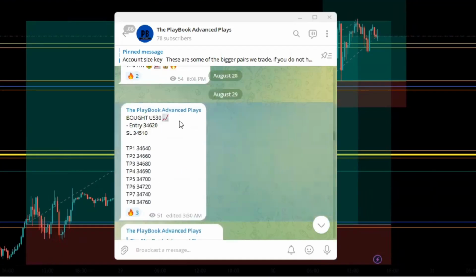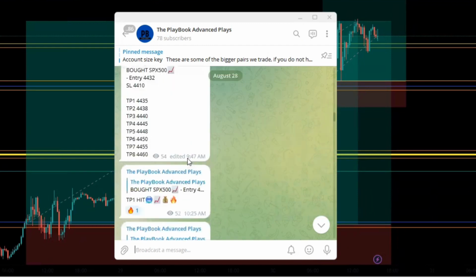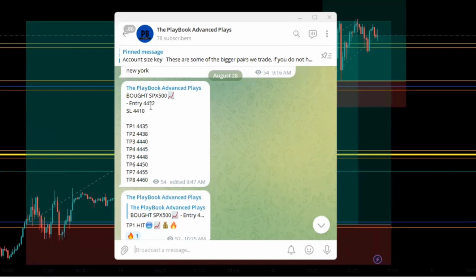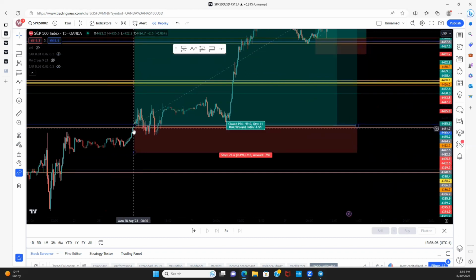So you can see we called a US30 buy on the 29th, which was yesterday. And then the day before that, we called the SPX buy, well, 2 days before, on the 28th. This was the entry, 44.32, which you'll see right here. And then the SL, these were the TPs. So we called this about 2 days before the move even began. Because as you can see here, this was the 28th, and you see price was ranging a little bit. And it didn't really take off until Tuesday after the news event.